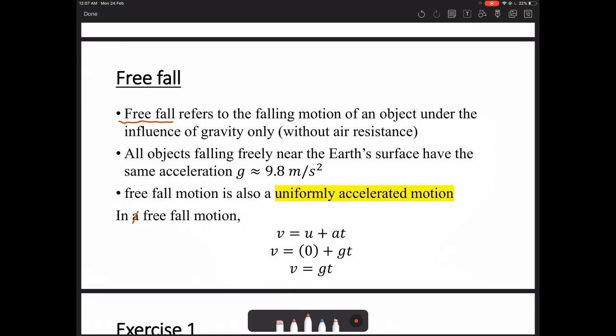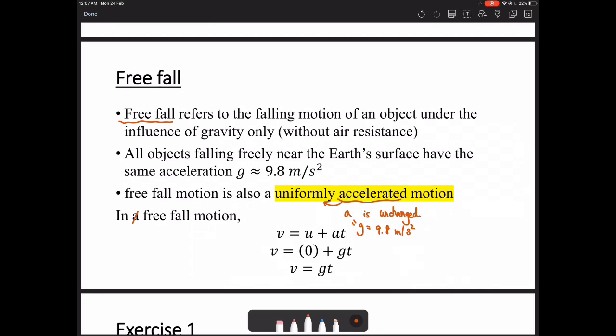Why? Do you still remember what uniformly accelerated motion is? That means our acceleration is uniform, so a is unchanged. Why is a unchanged in free-fall motion? Because in free-fall motion, a is just small g, that is 9.8 meters per second squared.